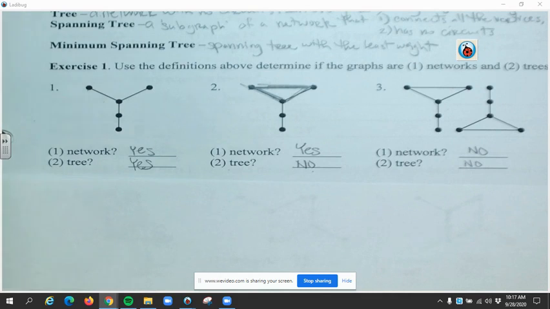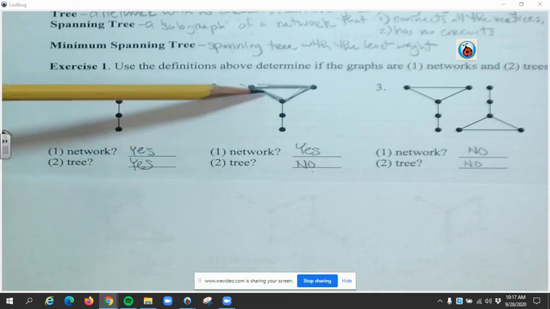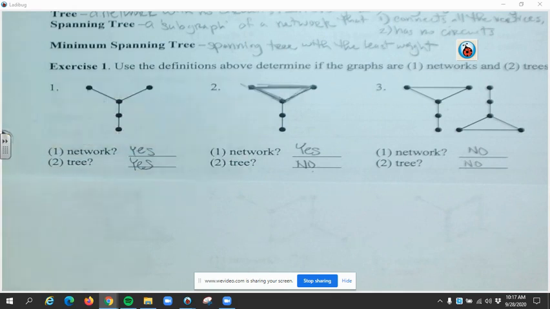In these first three, this is a network because it's all connected. It's a tree because there are no circuits. Number 2 is a network, but it's not a tree because it has a circuit right there. Number 3 is not a network because it's not connected. This graph is not connected to this graph, and it's also not a tree. If it's not a network, it's not a tree, but it also has circuits. So even if it was connected, even if there was a line connecting these two right there, it would still not be a tree because you have a circuit.